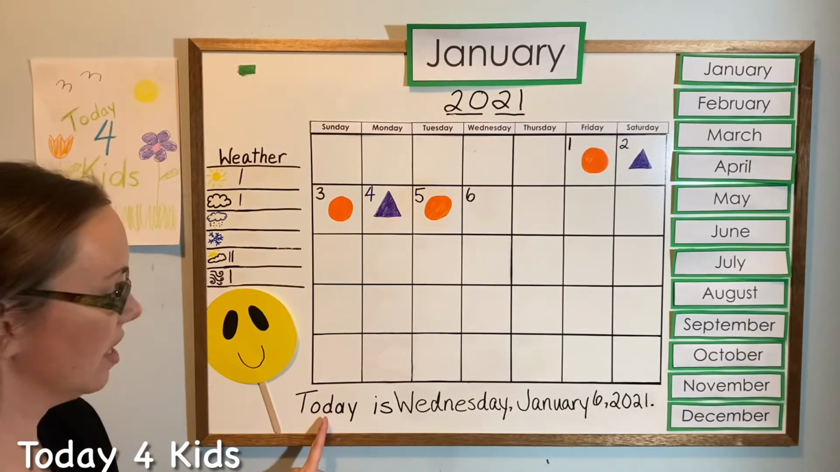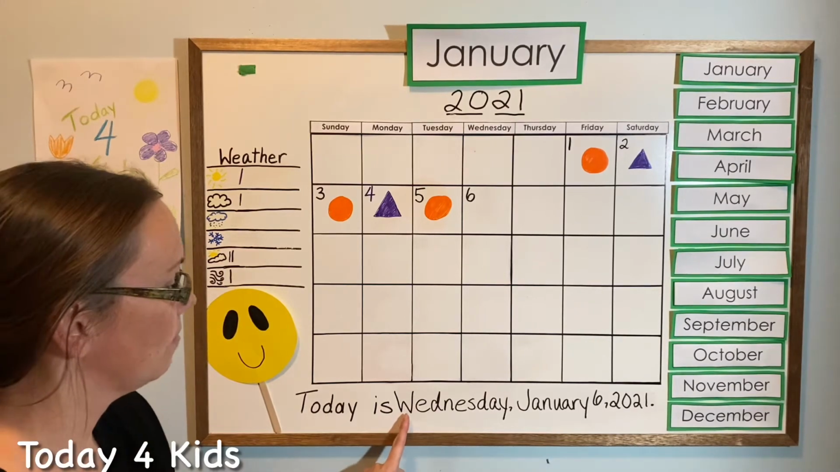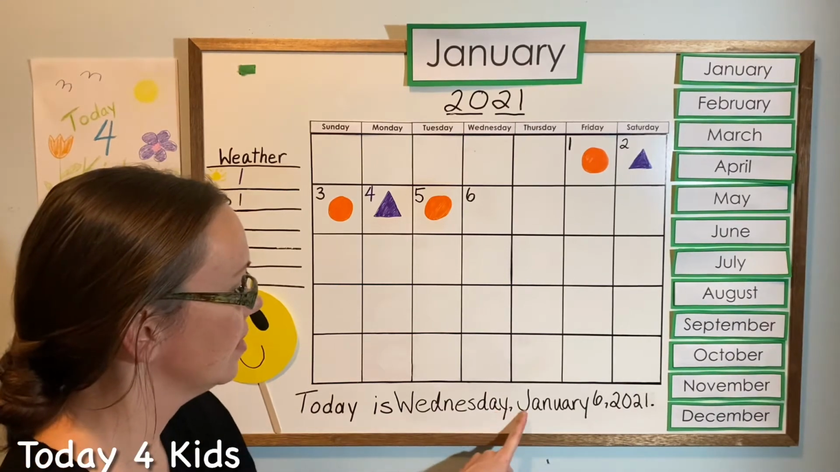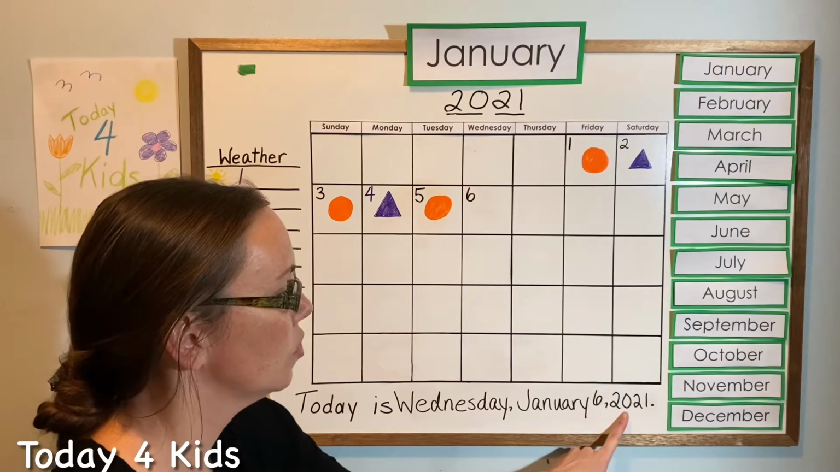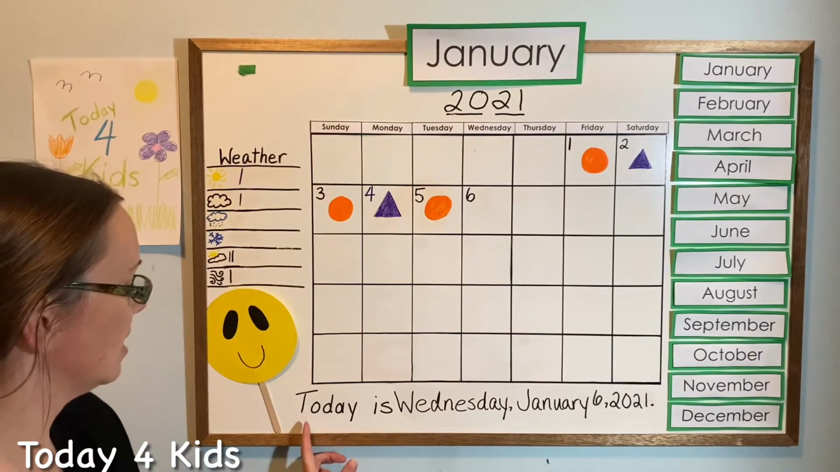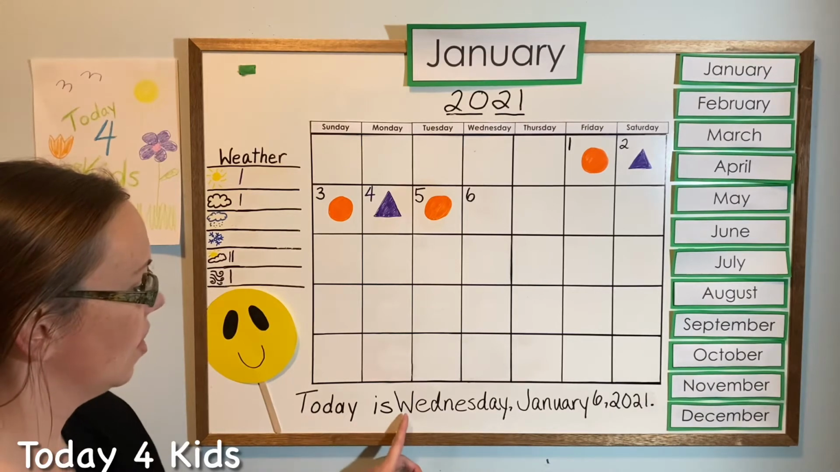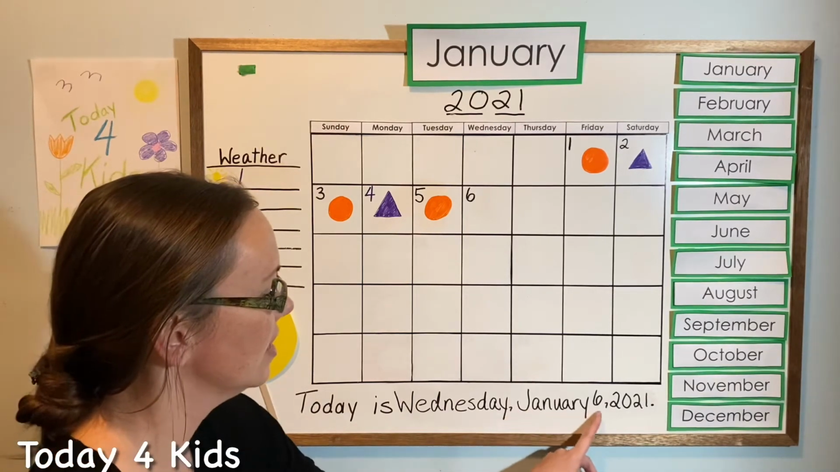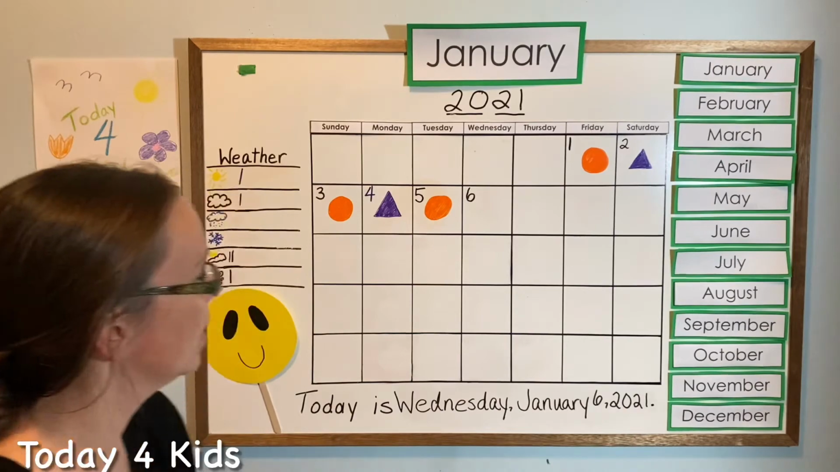Let's try it one more time. Today is Wednesday, January 6th, 2021. That was a long one. Wednesday makes it very long. Today is Wednesday, January 6th, 2021.